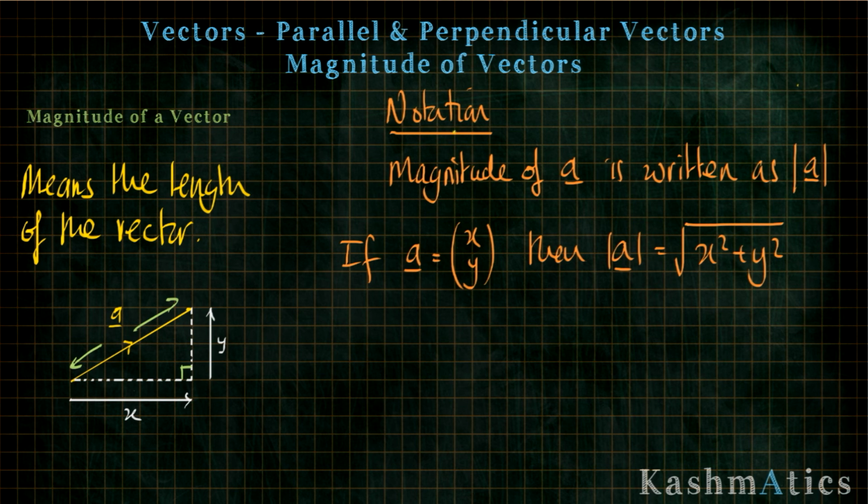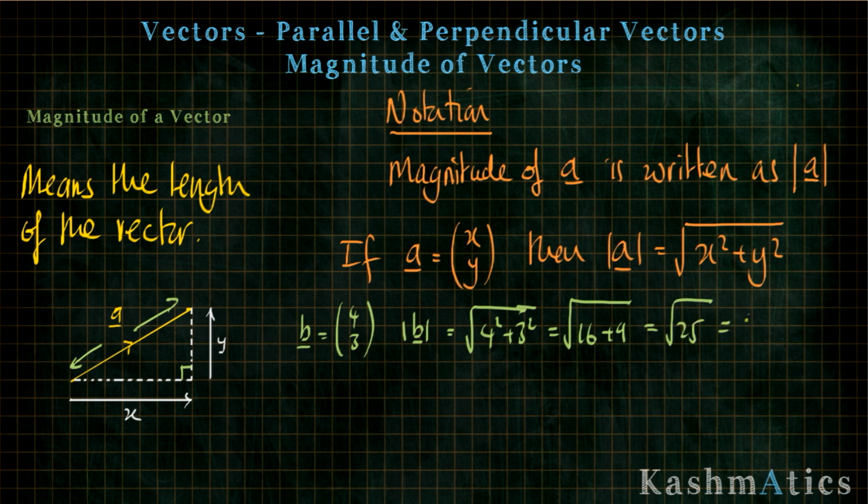So let's just look at some notation we can use first. The magnitude of vector A is written as the vector A with 2 vertical lines either side of it. And if vector A is (x, y), then the magnitude of vector A is the square root of x squared plus y squared. So let's say I've got a vector B, and it's (4, 3). If I wanted to work out the magnitude of B, it would be the square root of 4 squared plus 3 squared, which would be the square root of 16 plus 9, which is the square root of 25, which is 5. So the square root of 25 is exactly 5.